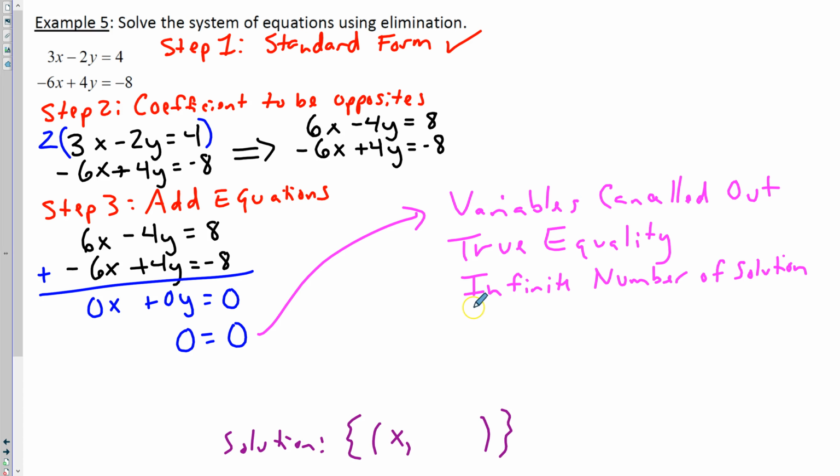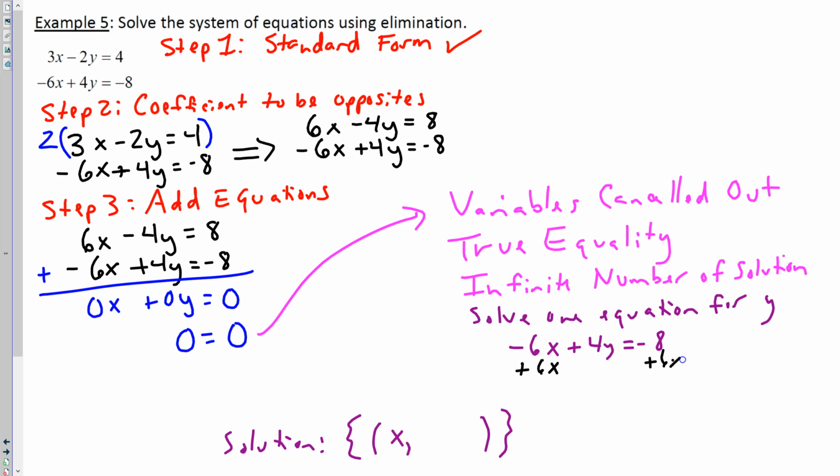So how we do that is you're going to take one of your equations and you're going to solve it for that variable. So I'm going to solve one equation for a particular variable. So in this instance, for y. So it doesn't matter which one. I think I'll take the second equation this time around. So negative 6x plus 4y equals negative 8. I'm going to solve that for y, or isolate my y variable.